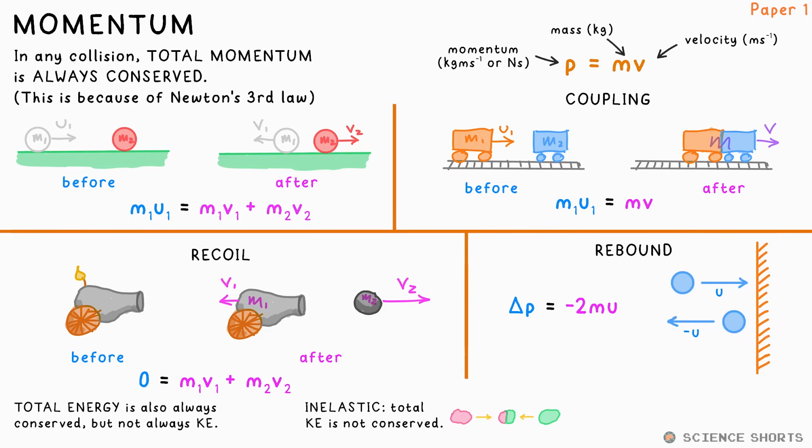If the conditions and the objects are just right though, you can get collisions where the total kinetic energy is conserved in theory. These are elastic collisions. An example of this would be snooker balls hitting each other, or a Newton's cradle.